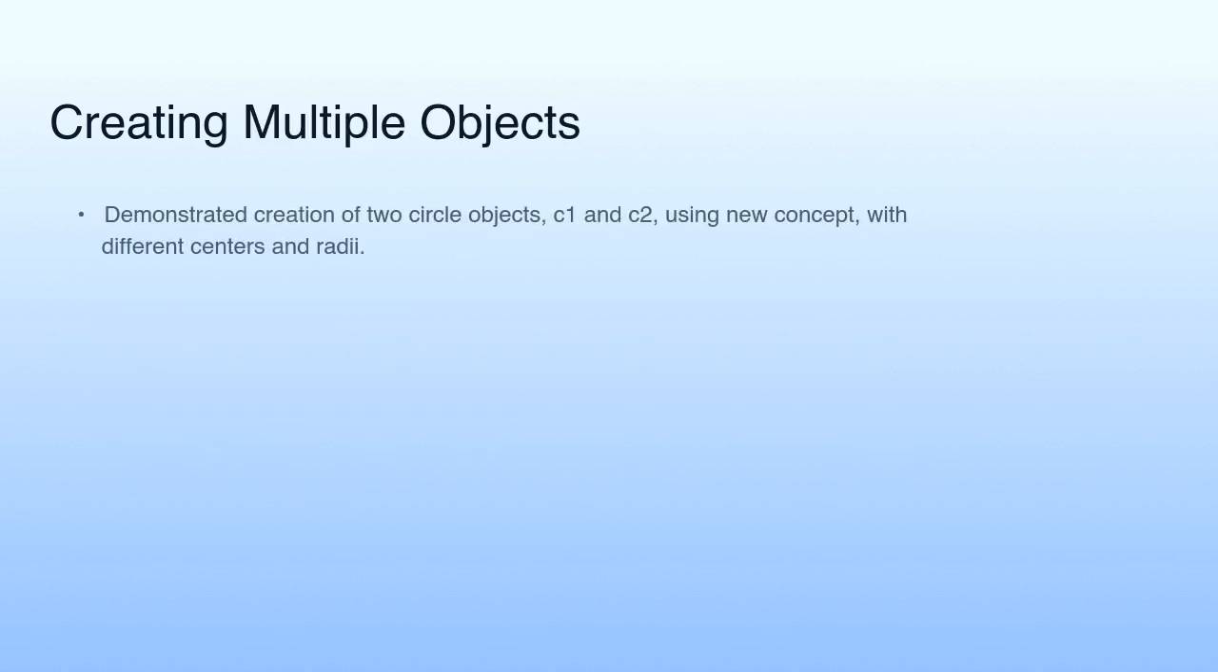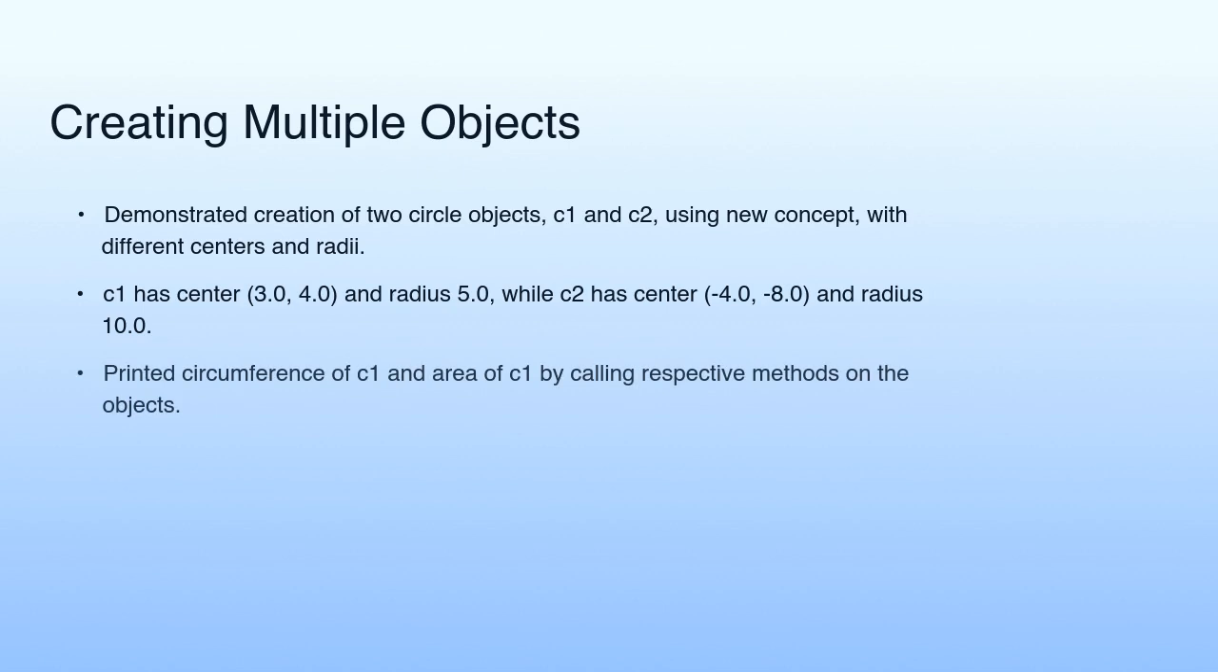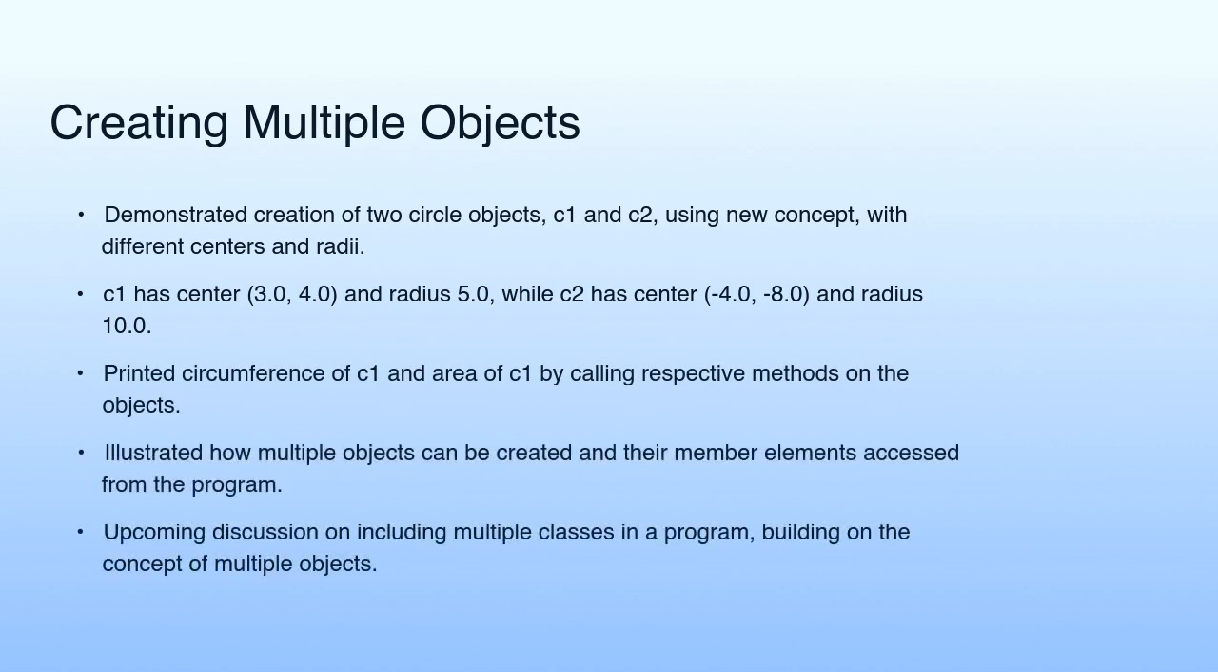Multiple objects can be created from the same class definition. We demonstrate this by creating 2 more circle objects, C1 and C2, with different center coordinates and radii. We then print the circumference of C1 and the area of C2 by invoking their methods.